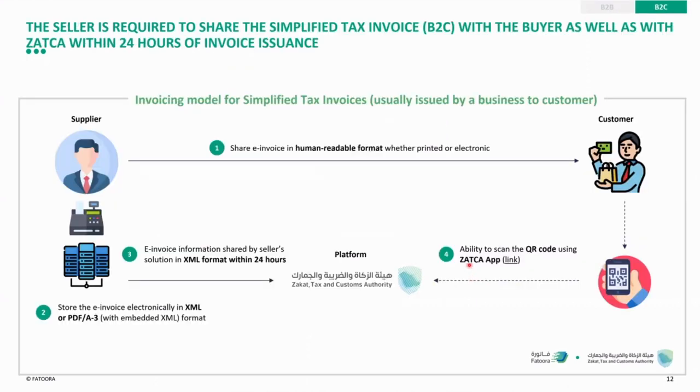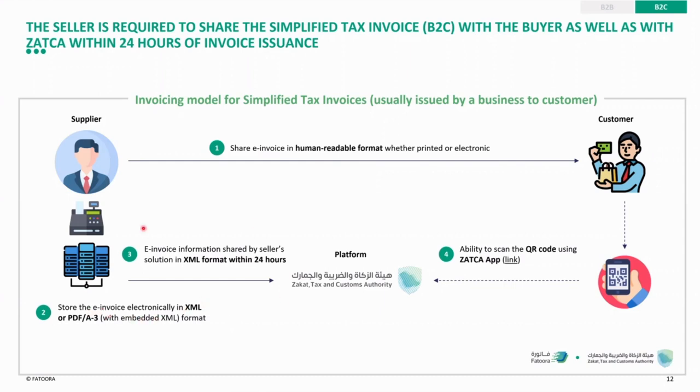Now, having said that, let's have a look at the B2C model of the invoicing, which is what we call the simplified tax invoice. So the supplier from their machine will be able to generate and share the e-invoice in a human readable format, as we've seen in the pictures before, with their customer. Now, in return, the taxpayer or the supplier has to store the invoice generated by the machine locally in their machine in the format that we said, which is XML or PDF/3 with embedded XML.